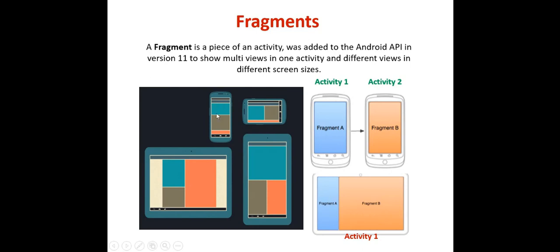There is a mobile screen and a tablet screen. There are 4 fragments with different colors. This fragment and this fragment and this fragment and this fragment are in the vertical layout on mobile, and horizontal on the tablet. We can say here that the fragments viewed in the tablet are different from mobile.